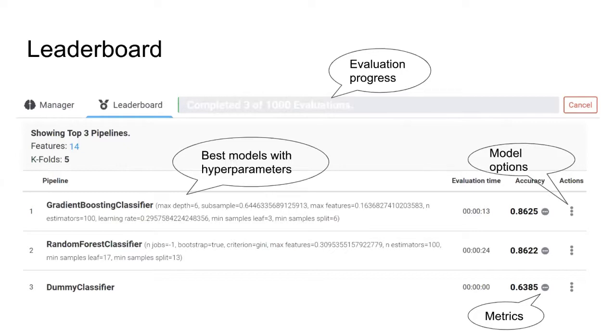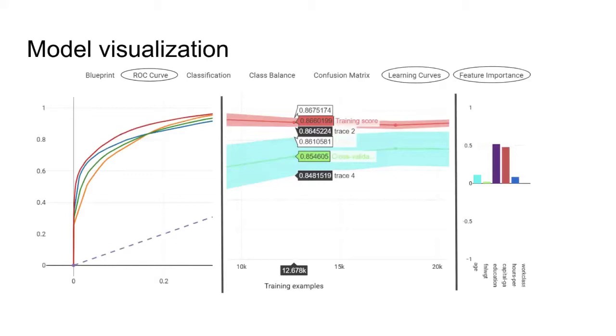Once the evaluation is done, you can check out model options by clicking on the vertical triple dot. There are options related to viewing the model performance and deploying it. So if you click on model visualization, you'll come to the tab where you can see different statistics related to how the model fits the data.